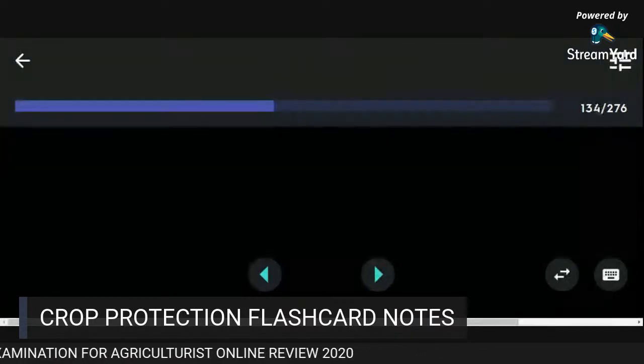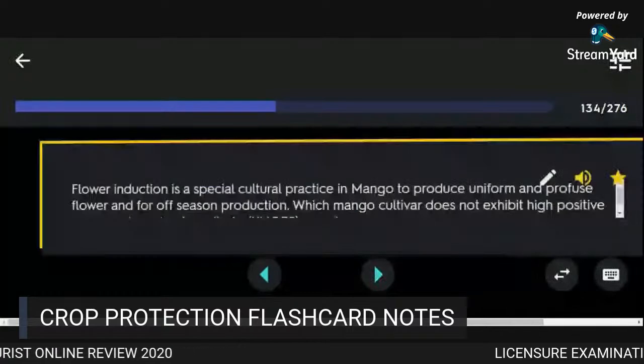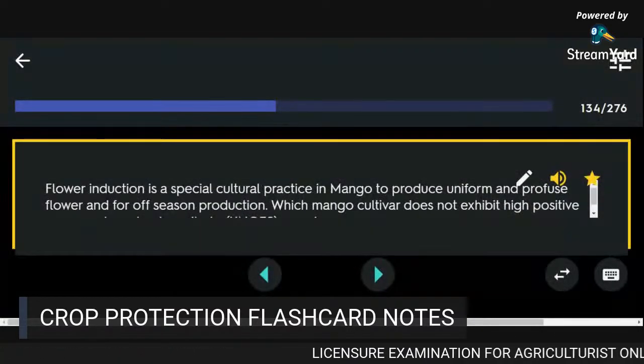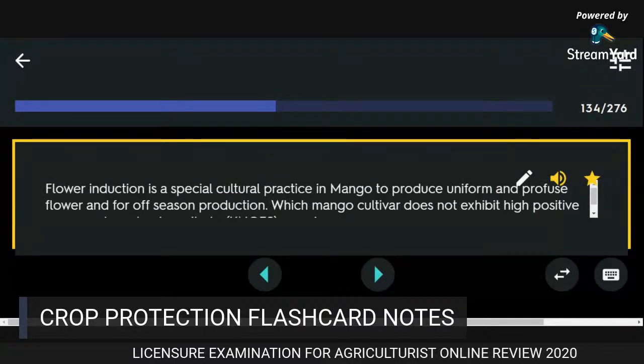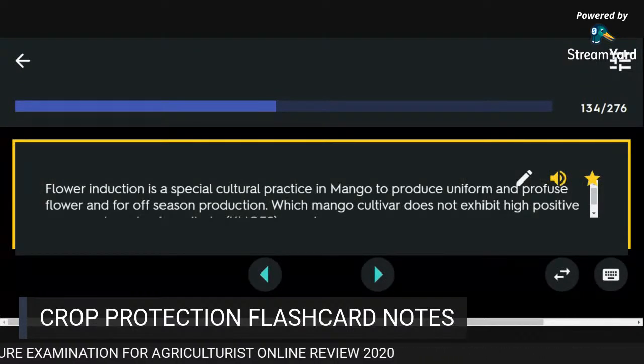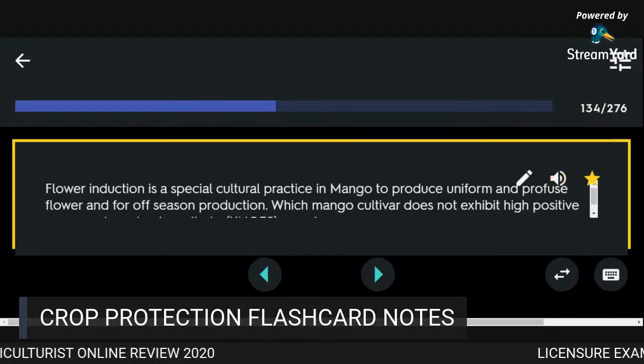Flower induction is a special cultural practice in mango to produce uniform and profuse flowers and for off-season production. Which mango cultivar does not exhibit high positive response to potassium nitrate spraying? Pajo.